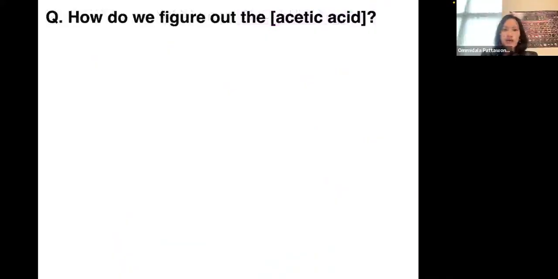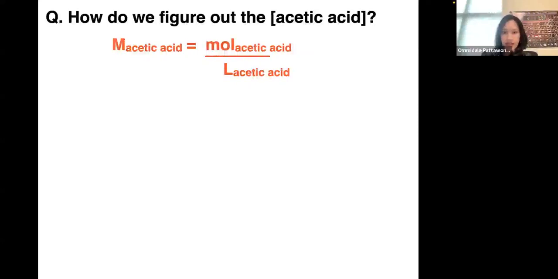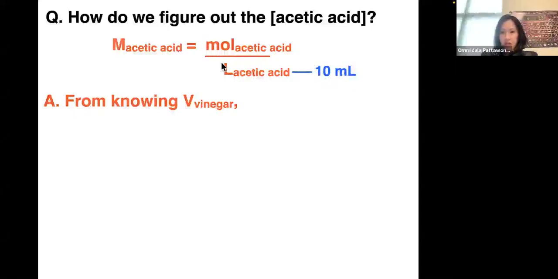So the next question is, how do we figure out the concentration of acetic acid then? Well, the answer is we are going to use mole over liter to find out the molarity of acetic acid. You are going to use the volume of the vinegar to be the liter of the acetic acid. The volume of the vinegar that you are going to measure out, you are going to use the pipette. The pipette volume that we're going to use would be 10 milliliter. So in this case, you probably have to change that milliliter into liter first, right? That volume of vinegar would be the same as volume of acetic acid. For the mole of acetic acid, we are going to rely on the stoichiometry.